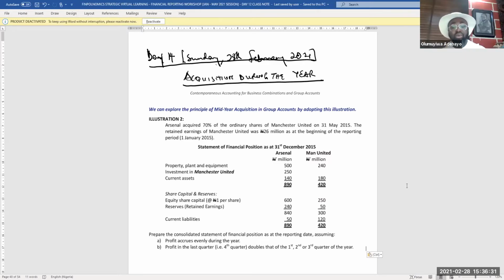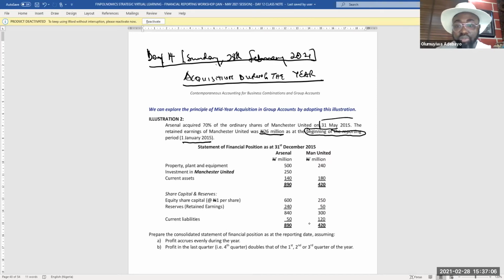Okay. Now, what matters here is, if you check the question, you might be misled to assume that 26 million naira is pre-acquisition profit, whereas it is not. Rather, it is the pre-acquisition retained earnings as at the beginning of the reporting date, which was 1st of January 2015. But when did acquisition take place? Acquisition took place 5 months after.